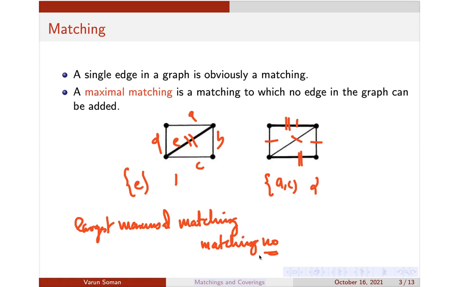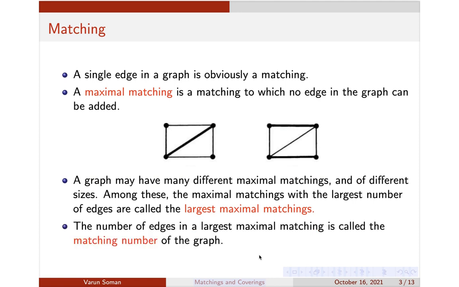So I hope you understand what a matching is. Matching is basically a collection of edges in which none of them are adjacent. And what is a maximal matching? In a maximal matching, you can't add an extra edge because then the adjacency would be violated. Again, what is the largest maximal matching? There can be many maximal matchings for a given graph. Out of them, the matching having the largest number of edges will be called the largest maximal matching, and its number will be called the matching number. I hope it is clear.